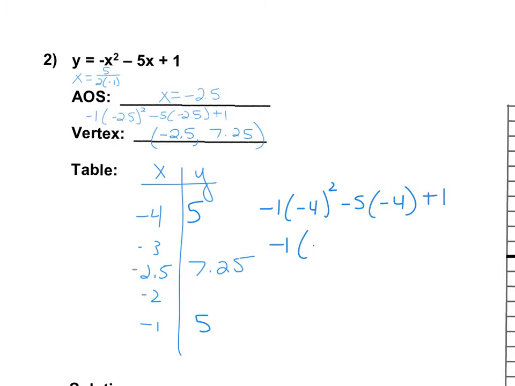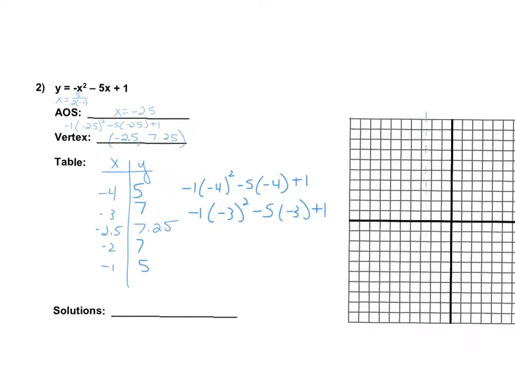All right, now I got -1 times -3 squared minus 5 times -3 plus 1. So I'm going to type that in my calculator now. All right, and I got 7. Okay, so let's go over here and complete our grid. So I've got 7. So we were at 7 1/4, and then I got 7s, and then 5s. Okay, so now I'm going to draw this going down.